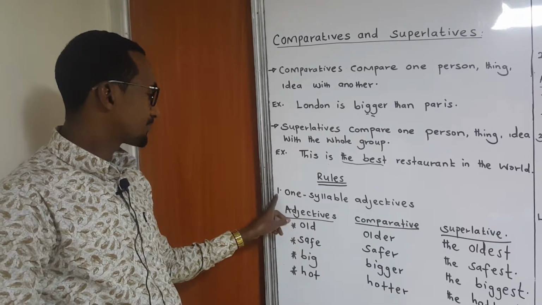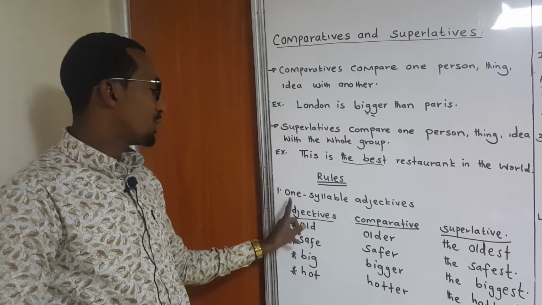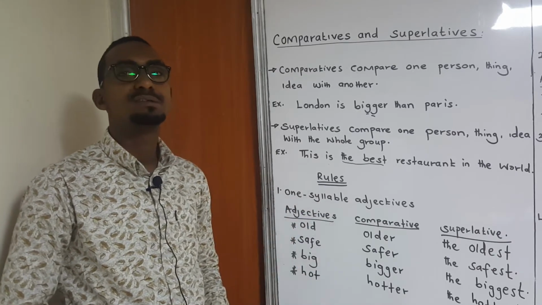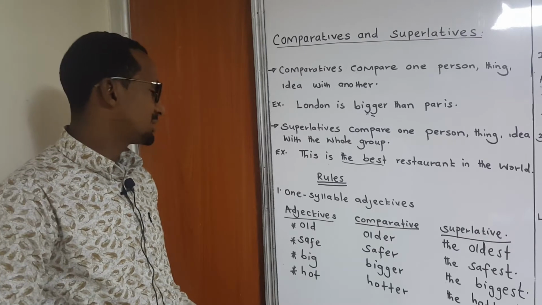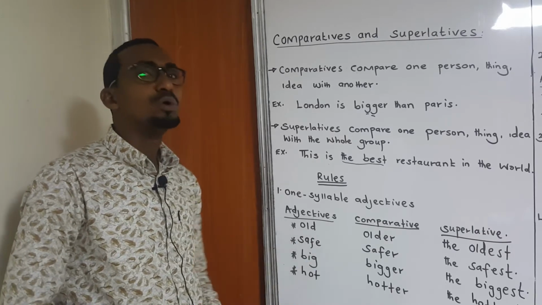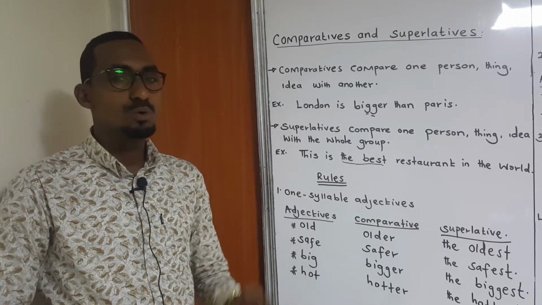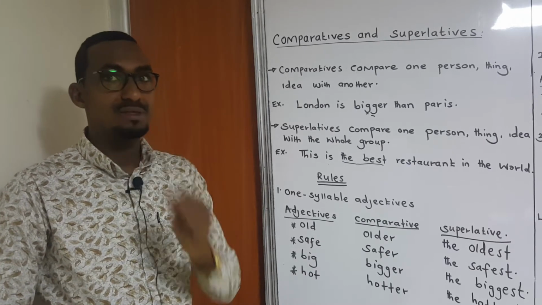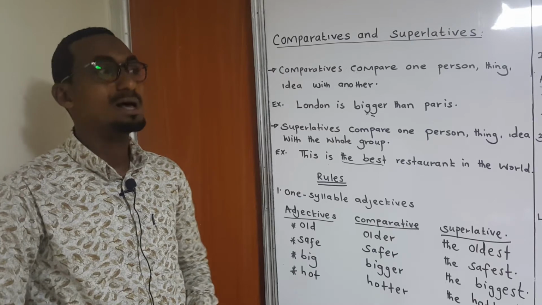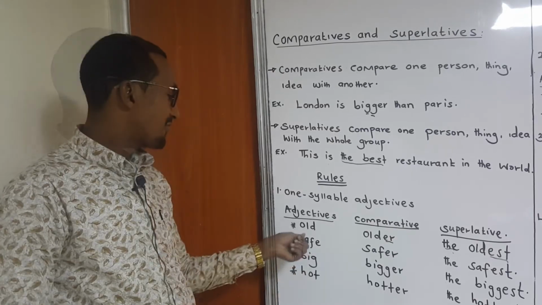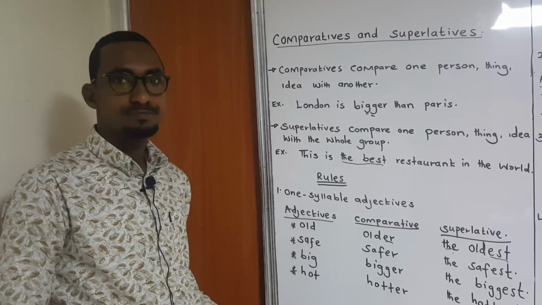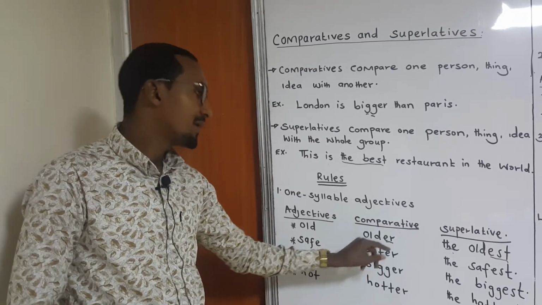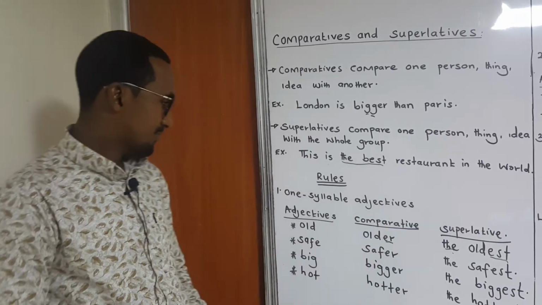Number one. First, we are going to learn one syllable adjectives. One syllable, what does it mean? It means you can only pronounce, you can read it only once. That's called one syllable adjectives. So we have this example: old, older, and then the oldest.